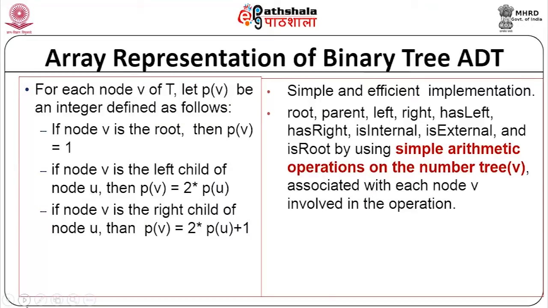So, for this array implementation, for each node V of T, let P of V be the integer defined as: if node V is the root, then we say P of V is equal to 1, that is the position. If node V is the left child of node U, then P of V is equal to 2 times P of U. So, if you look at the previous one, you will see that if V is the left child of U, and U is occupying 2, the left child of U will occupy 4. If U is occupying 3, the left child of U will occupy 6, and the right child will occupy 1 position after that. So, if U is 2, the right child of U will occupy 5. If U is 3, the right child will occupy 7. So, that is 2 into 3 plus 1. So, simple and efficient implementation.